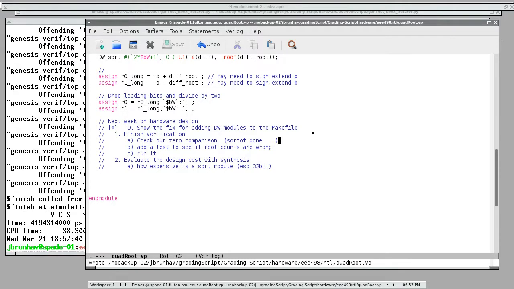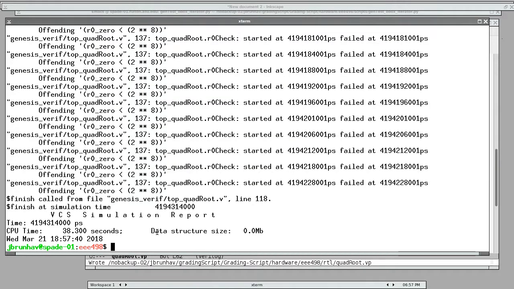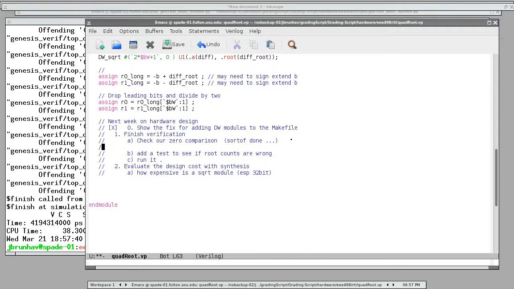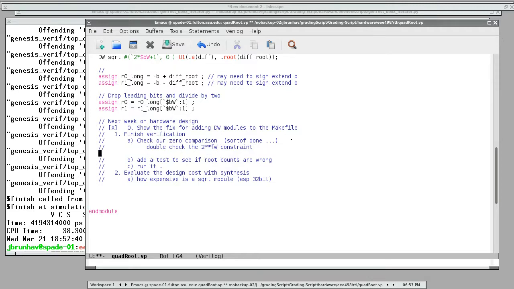but I'm a little bit concerned that I have so many errors. It's hard to believe that I am this consistently wrong. So some of what we're going to be checking is, we need to come back to this, and we need to double check the 2 to the FW constraint. Maybe it's actually 2 to the FW plus 1. I doubt it, but it could be. You know, so what are these? What do these errors look like?